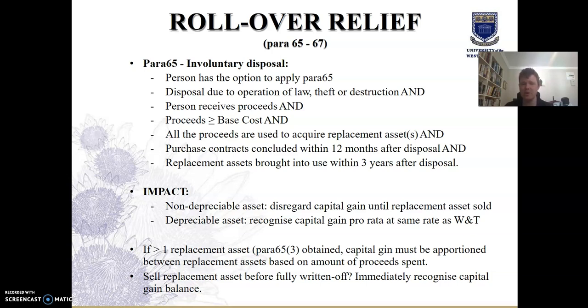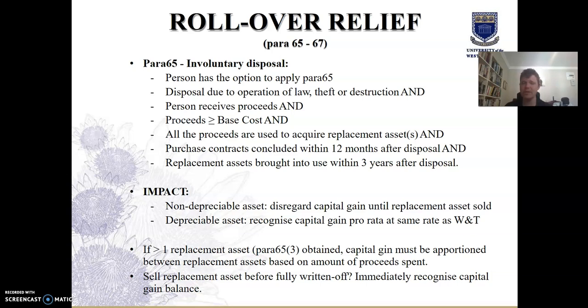The effect, what you are going to do, if it is a non-depreciable asset, disregard any capital gain until the replacement asset is sold, and if it is a depreciable asset, recognize any capital gain pro rata the same as wear and tear. Straight away you should be thinking, hey wait, this is the same as section 8.4e, and it is. Section 8.4e actually only applies when you elect para 65 or 66 in certain circumstances. Okay, so just like you deferred the recoupment, you are going to defer the CGT as well.